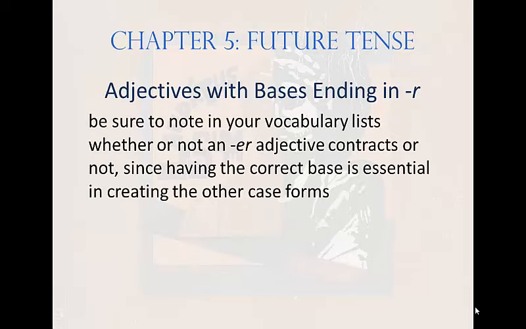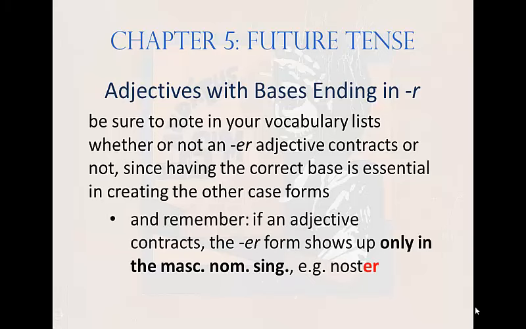Be careful to note in your vocabulary lists whether or not an ER adjective contracts, since having the correct base is essential in creating the other case forms properly. And remember, if an adjective contracts, the ER form shows up only in the masculine nominative singular, that is, noster. In all the other forms, there's just an R, not an ER.